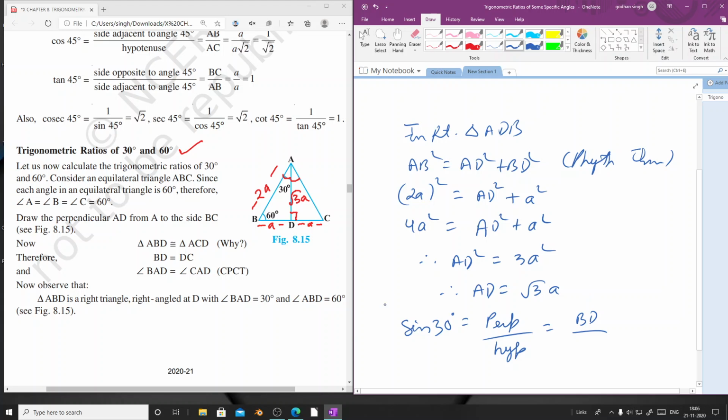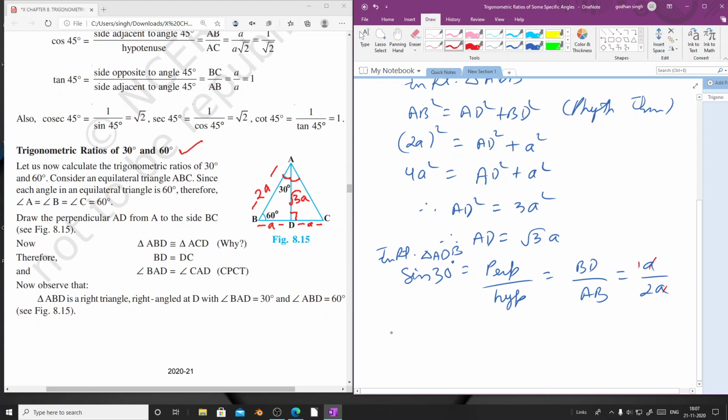So we are working in right triangle ADB. In right triangle ADB, the hypotenuse is our AB, so BD over AB. So what is the value of BD over AB? What is AB? 2a. So in both the numerator and denominator, we can see that a is common. So what we are getting here is 1 by 2. So the value of sine 30 degree is equal to 1 by 2. Therefore we can say that sine 30 degree equals 1 by 2.